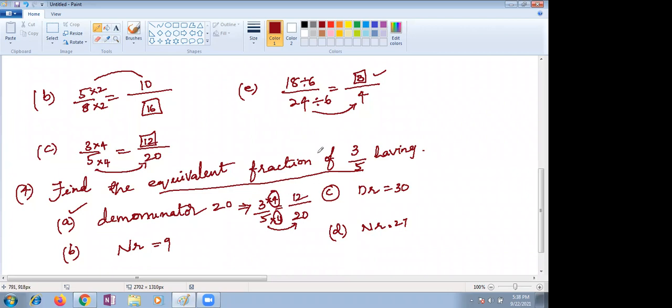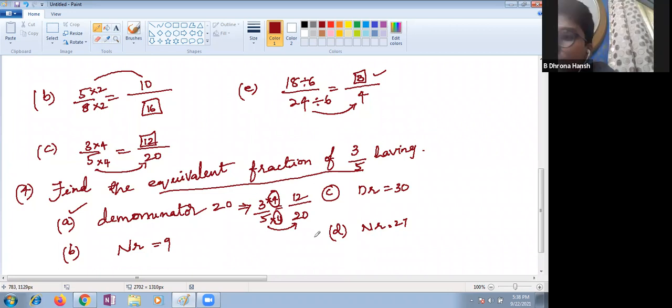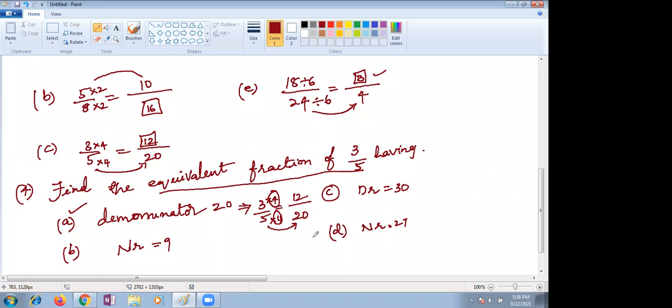Who will give the answer? Sriharsha. Sriharsha. Who will give the next bit answer? Are you ready, children? Who will give the next bit answer? Daksh, can you give the next bit answer?